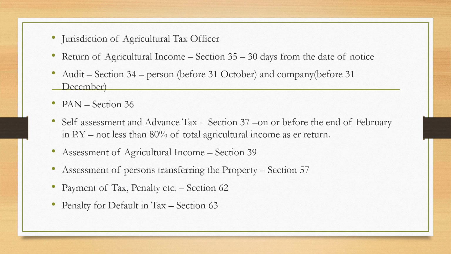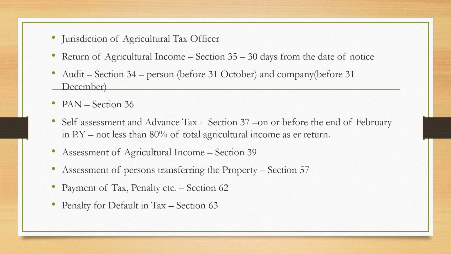Now, the sixth clause, subclause 6, is that any assessment other than those pending on the date of commencement of this act shall be completed within a period of 2 years from the date of filing the returns. So that is with regard to assessment of agriculture income with respect to section 39.